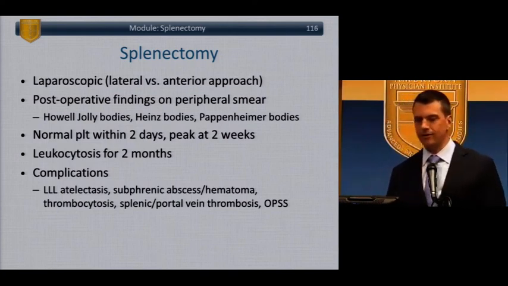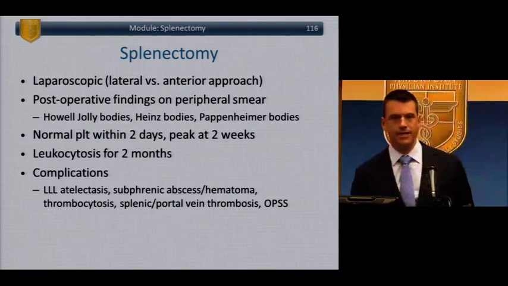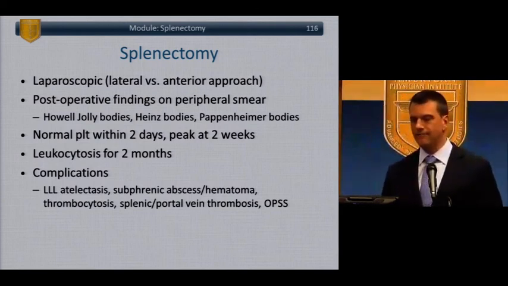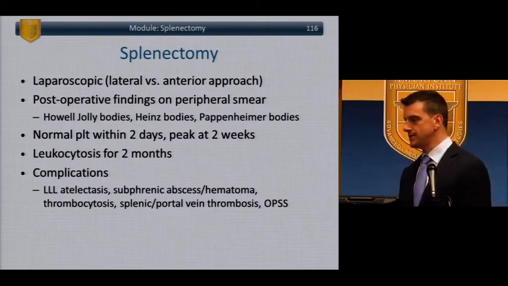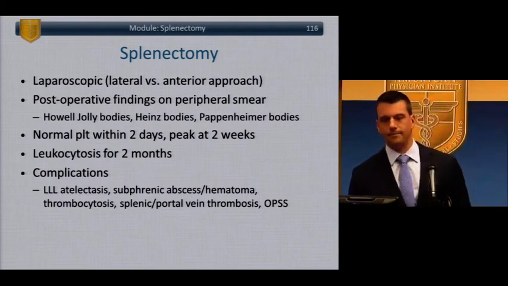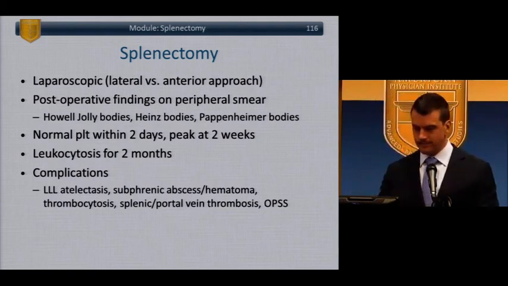Complications: left lower lobe atelectasis is common due to taking down all the ligaments. Subphrenic abscess in this cavity will occur, hematomas, thrombocytosis, and then splenic and portal vein thrombosis. And then finally, overwhelming post-splenectomy sepsis.